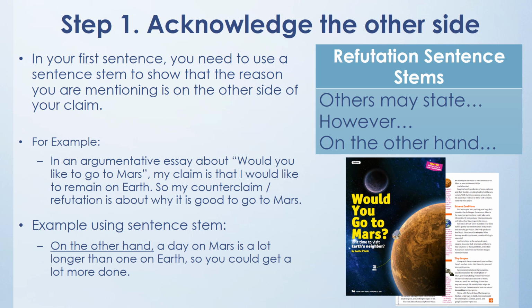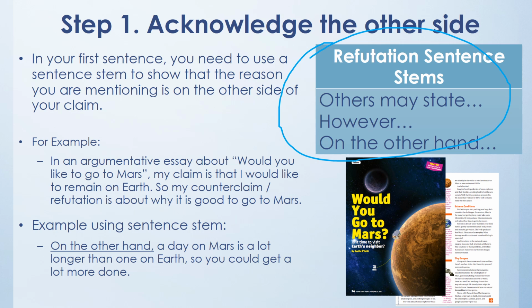First, we need to acknowledge the other side. We do that because in our first sentence, we use a sentence stem to show that the reason we are mentioning is on the other side of the claim. Our sentence stems are right over here. We have: others may state, however, and on the other hand.